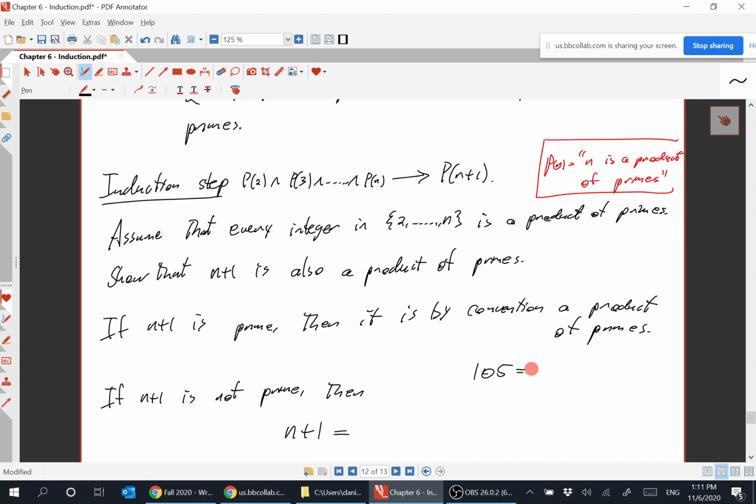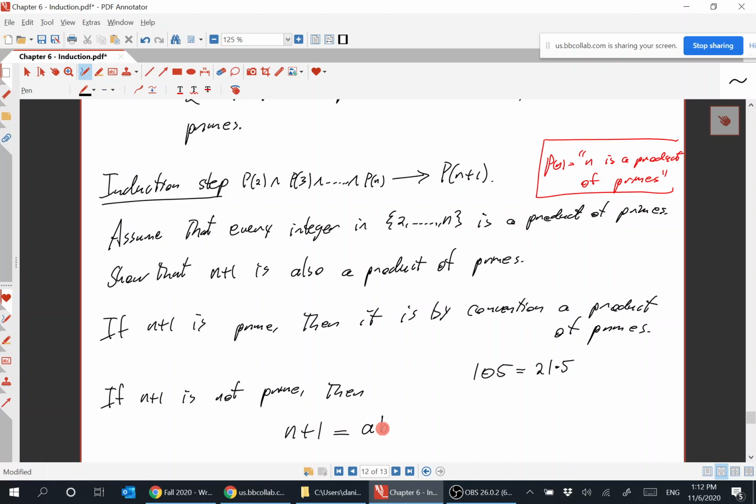So 105 is 3 times 7 times 5. It's 21 times 5. So it's a product of two smaller numbers. So if n plus 1 is not prime, then n plus 1 is a product of, not primes yet, a product of two smaller numbers.